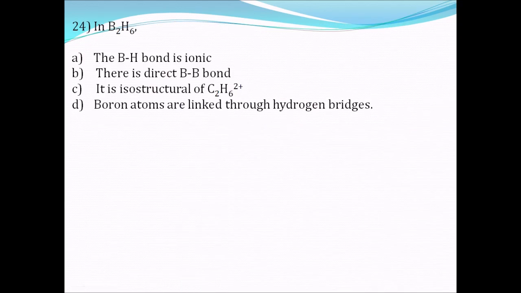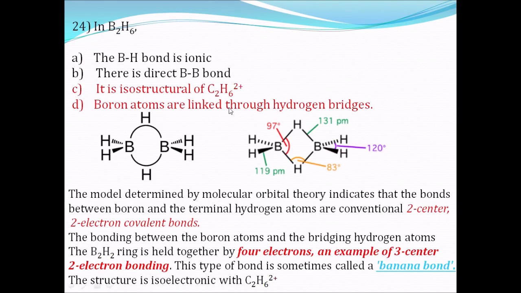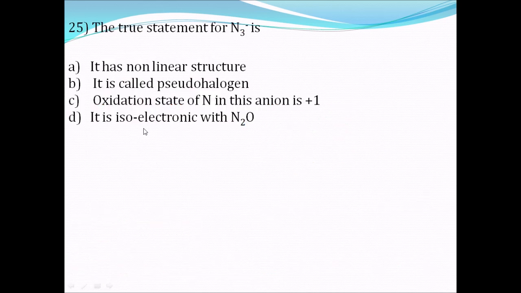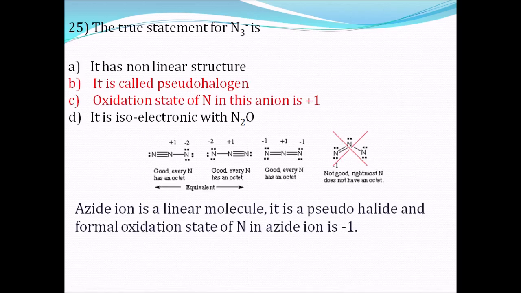In diborane, what will you observe? It is isoelectronic in nature with C2H6 2+, and the boron atoms are linked through hydrogen bridges. And this bond is a 3 center 2 electron bond. It is also called a banana bond. A true statement for azide is it is a pseudo-halogen. The oxidation state of N in this ion is minus 1/3. As we know that it's linear in nature, the first option is ruled out, and it is isoelectronic with N2O.